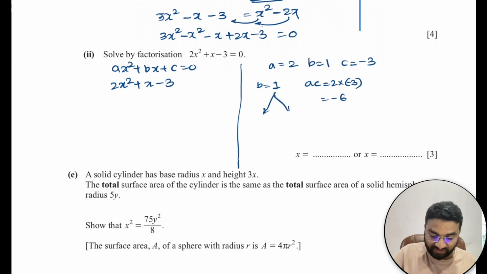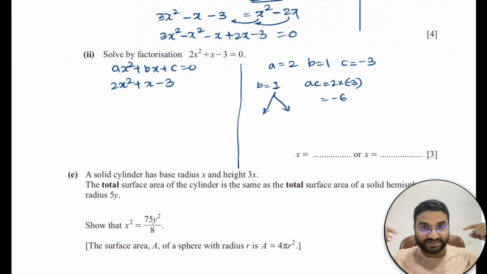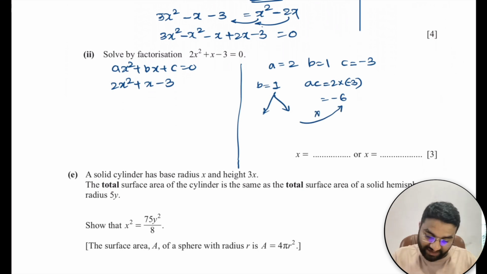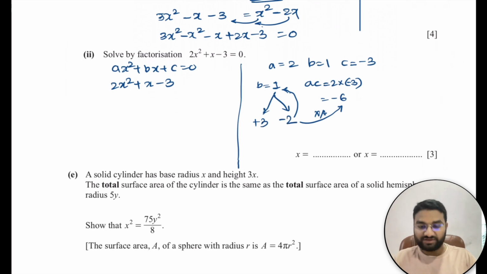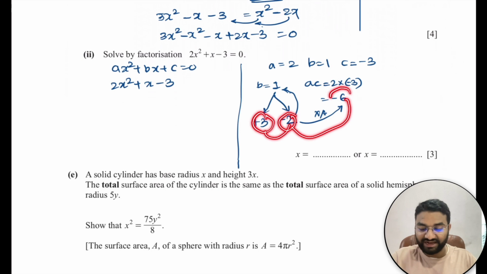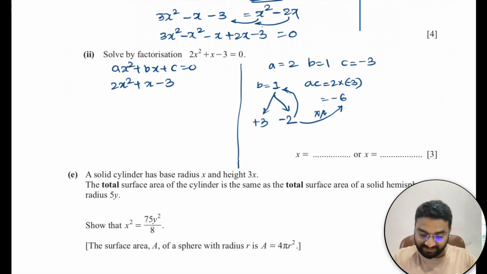So we have to split this one. Listen, we have to split this b in such a way that we get negative 6 as their multiplication and the addition must be 1. So which are the two numbers? Here we can take positive 3 and negative 2. So 3 times negative 2 is negative 6, isn't it? And 3 minus 2 is just 1. So isn't it kind of a puzzle?